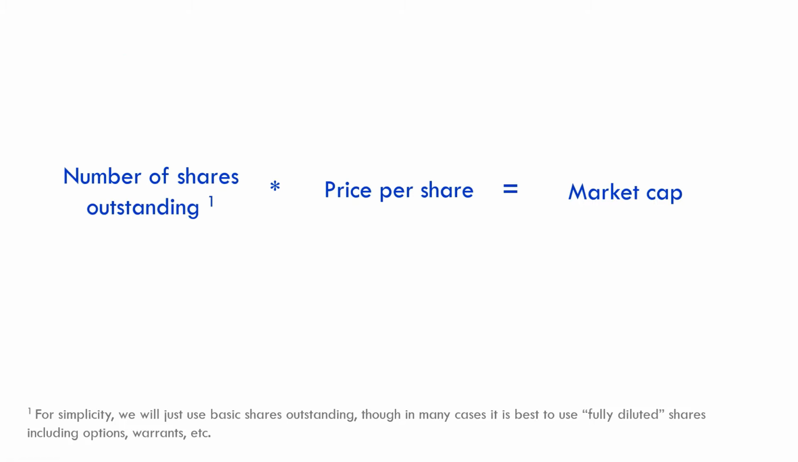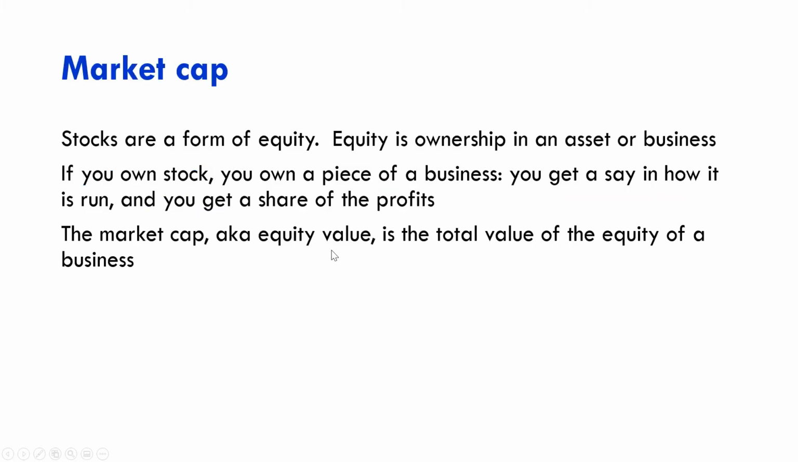So for simplicity here, we're just going to use the basic shares outstanding. In many cases, it's best to use fully diluted shares. We will talk about that later, but for now, this is the formula we're going to be working with. And again, the market cap represents the total ownership of the business by equity holders. If you own a stock, you own a piece of the business, get a say in how it's run and a share of the profits, and the market cap is the total value of all of the shareholders.